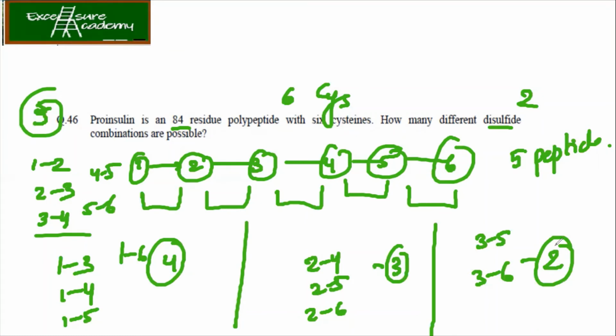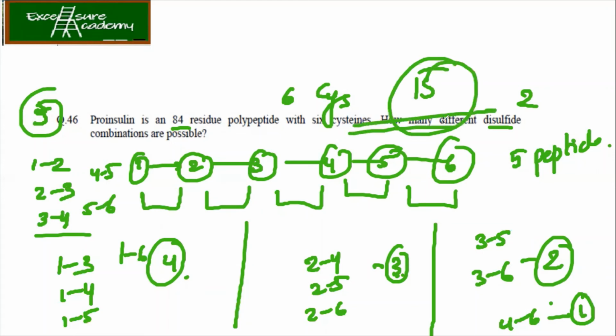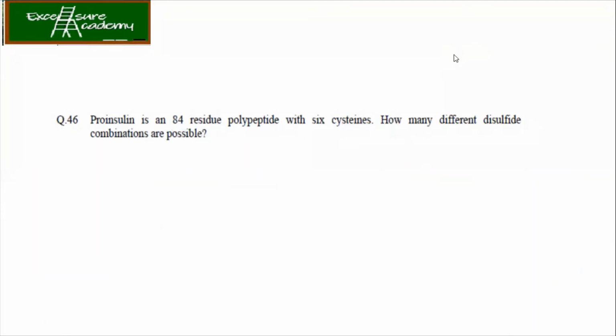Then last we can also have 4, 6. That is your 1. So how much are you getting? 5 plus 4, 9. 9 plus 3, 12. 12 plus 3, 15. So a total of 15 combinations are possible. Okay, so this is very simple actually, and a tricky question also. So I hope this is clear.